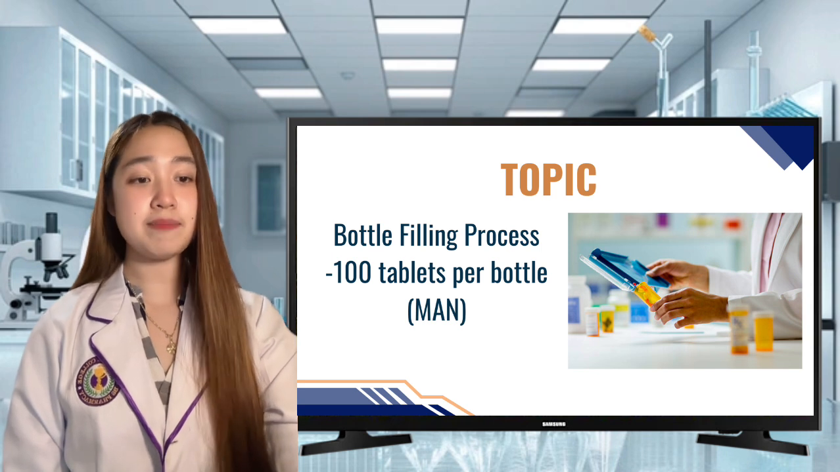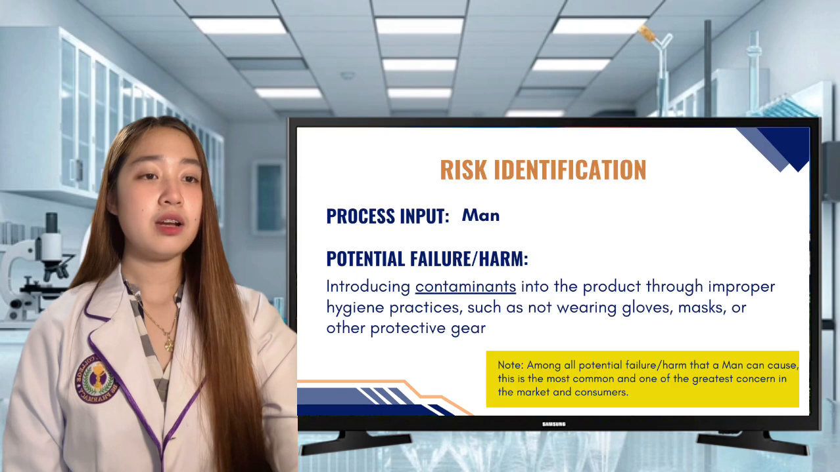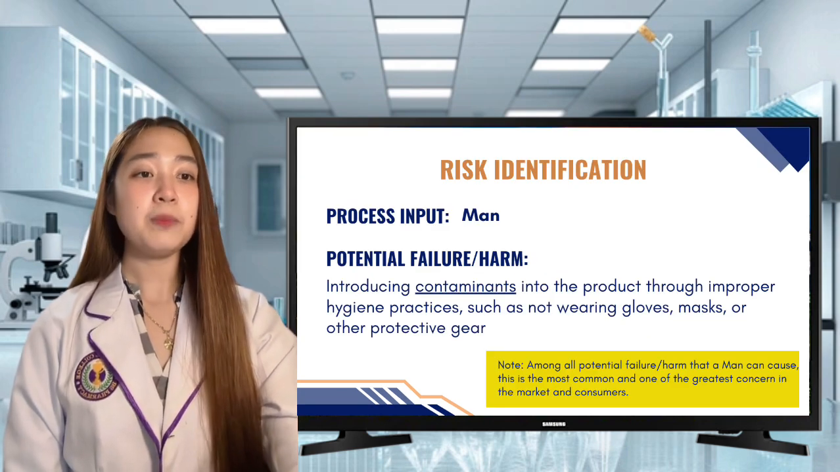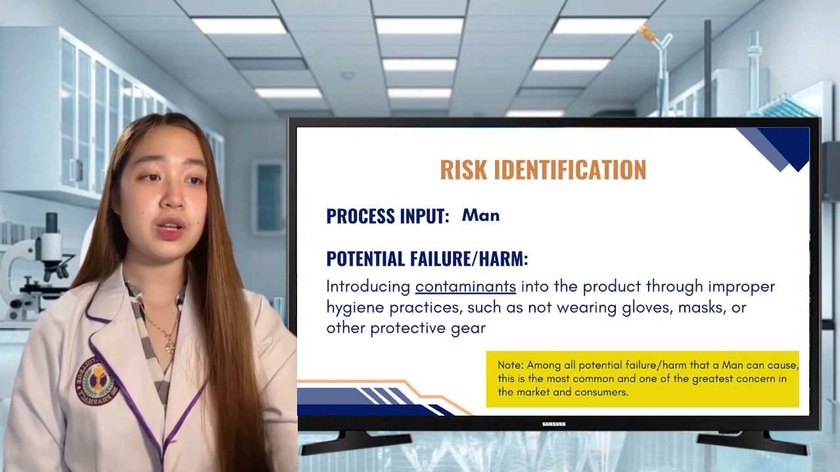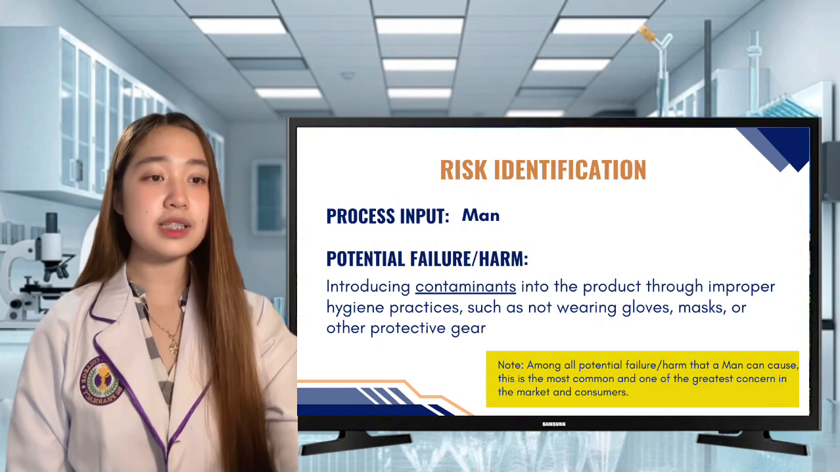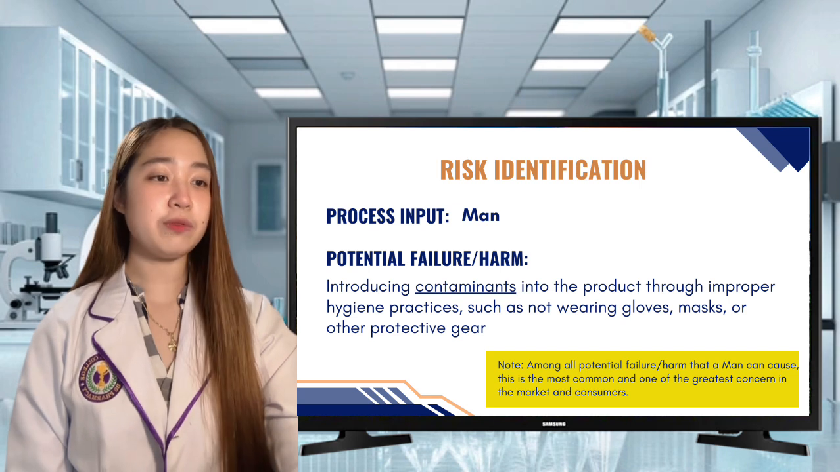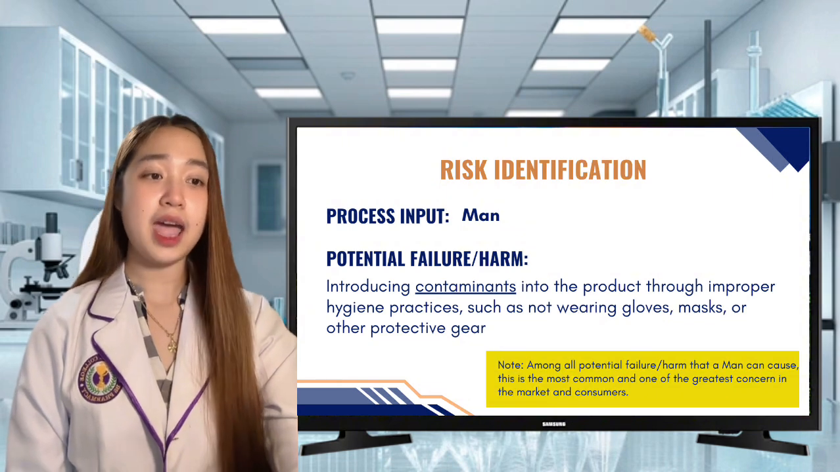Process input is man. For the risk identification, first we have the process input, which is the man. Potential failure or harm: introducing contaminants into the product through improper hygiene practices such as not wearing gloves, mask, or other protective gear. Note, among all potential failures and harm that a man can cause, this is the most common and one of the greatest concerns in the market and for consumers.